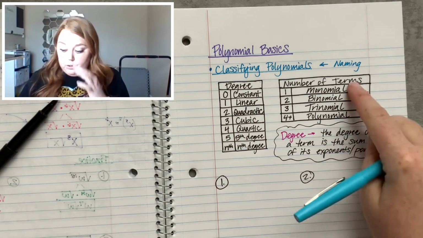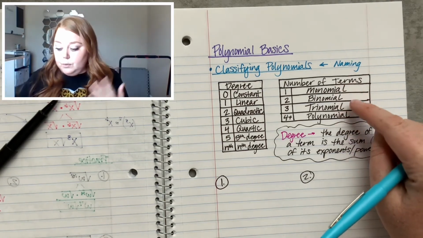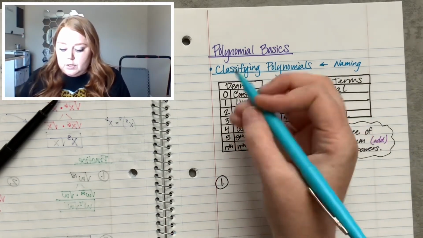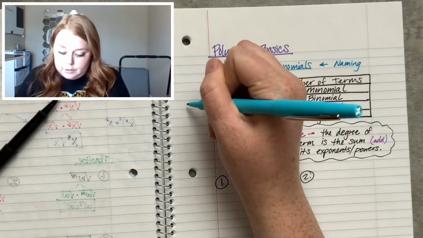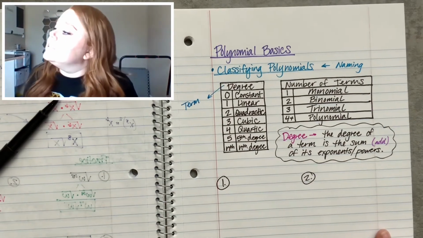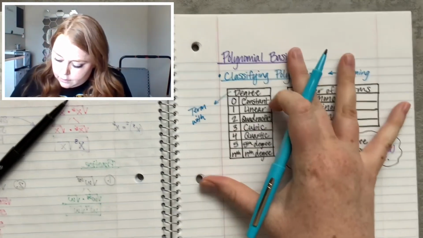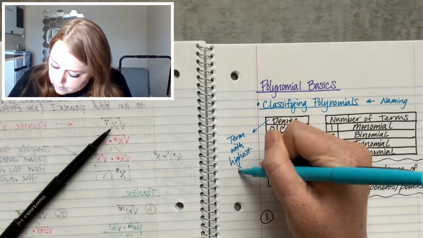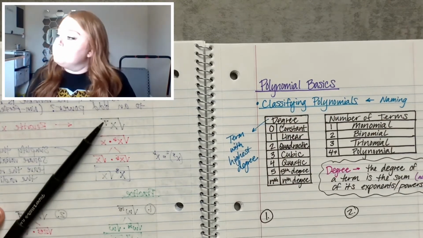By the way, I'll mention this again when we get there, but when you have a polynomial with several terms, the term you're going to look at is the term with the highest degree. I want you to just add this to your notes and we'll make sense of it in a second. Term with highest degree.